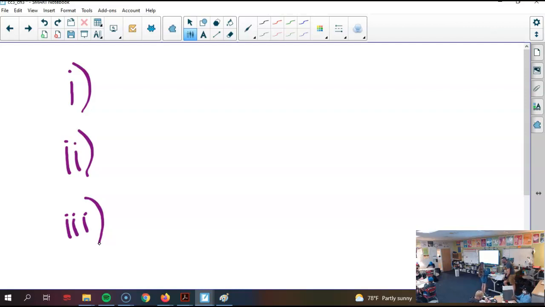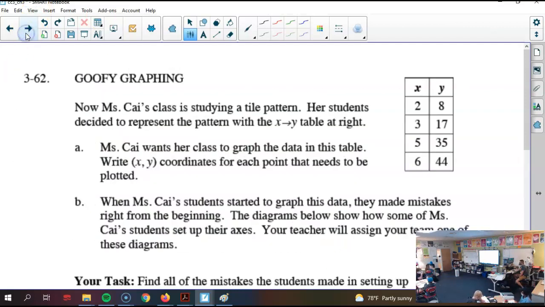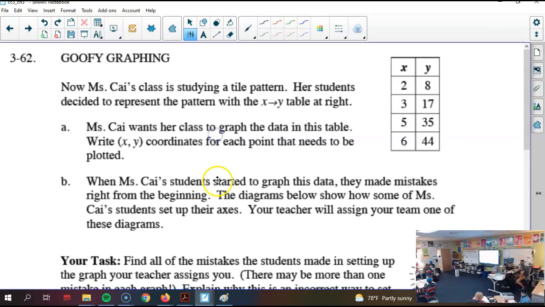So, anyways, for this one, do you need the lines there? Yeah, there's one other piece of information you guys are missing. These graphs came from Mrs. Chang's class. These graphs, you are grading your classmates. This is the data they have been asked to graph.